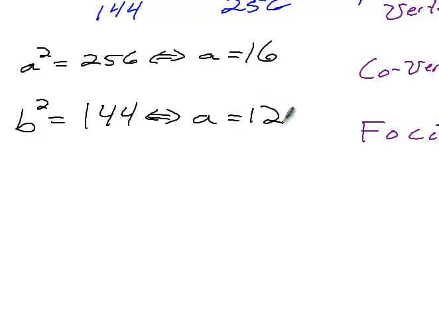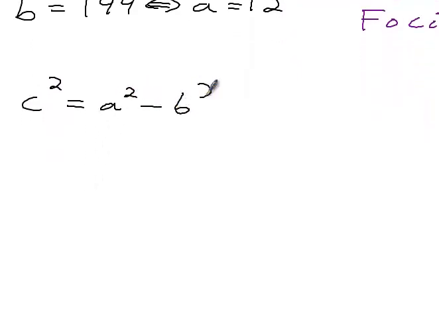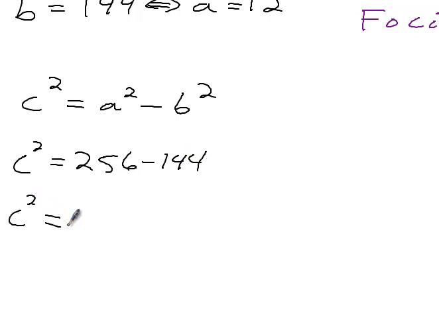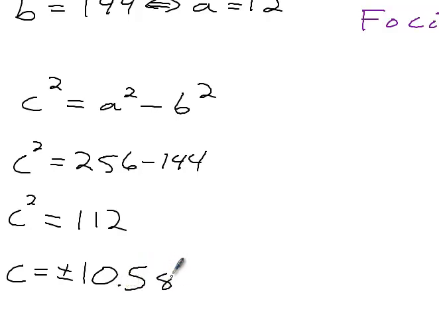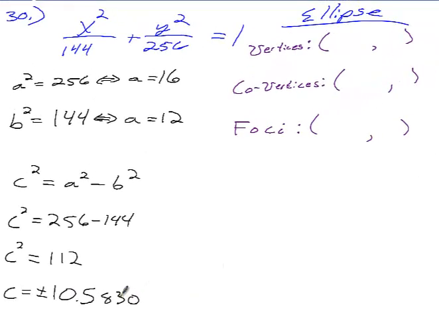Yes or no? Okay, so how do I find foci for an ellipse? The equation is C squared equal to A squared minus B squared. Okay, so I get C squared equal to 256 minus 144, which means that C squared is equal to 112. So now I have to square root this, right? So what's the square root of 112? 10 point what? 10.583. Okay, so everybody okay with ABC? Yes or no? For my ellipse, right?